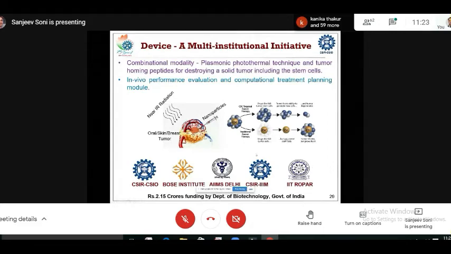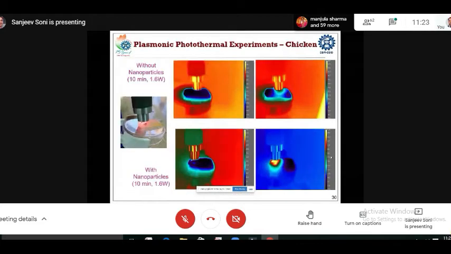There are around 5 institutions which I'm coordinating with to come up with a device as well as performance evaluation as well as the computational model for this, so that we can translate this technique to the bedside of a patient. I'm not showing the device here just because of certain reasons. We are just showing one optical fiber through which this device transmits the light.